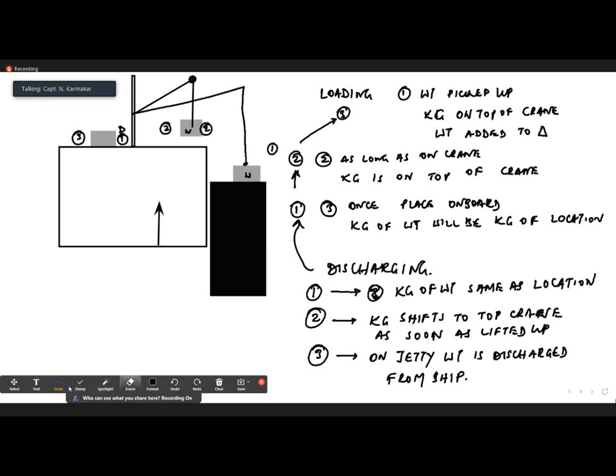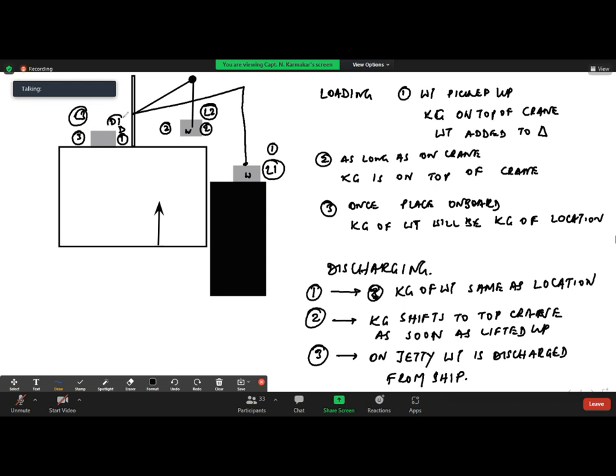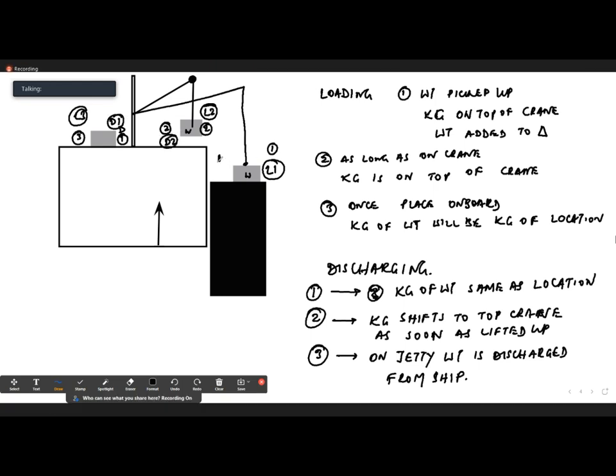So in that case, we can actually erase these arrows here. And I will put this as L1, L2, L3, and D1, D2, and D3. That is for loading and discharging.